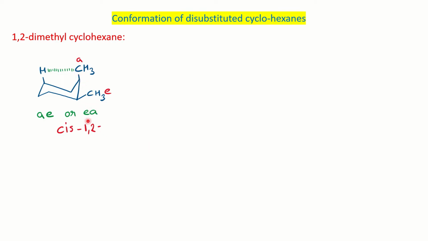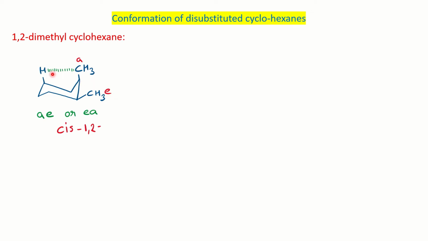Now one point: this cis 1,2 isomer may be an axial-equatorial isomer, or you can say equatorial-axial if you flip this chair. After flipping the chair, the axial position will become equatorial and the equatorial position will become axial. So you have either possibility, AE or EA, and both are the same. So basically for 1,2-dimethyl, the cis isomer is in the AE or EA position.